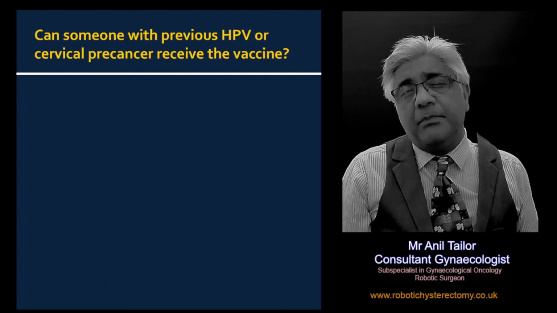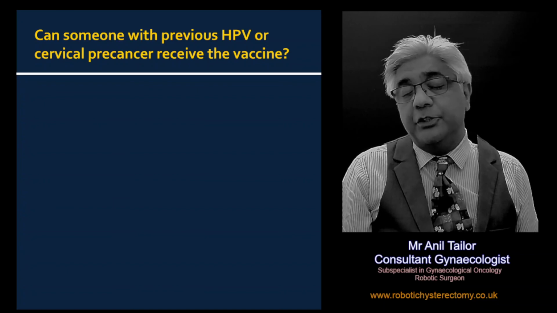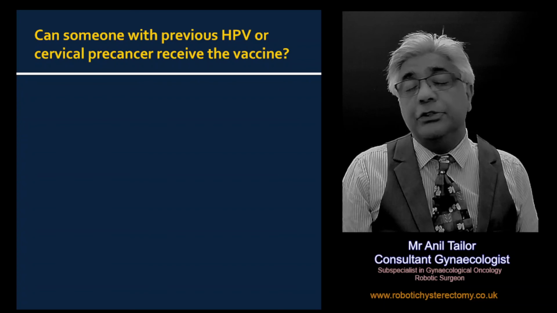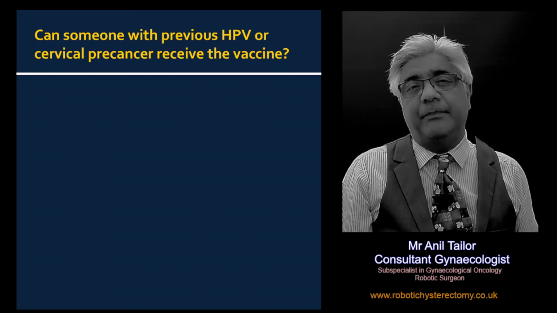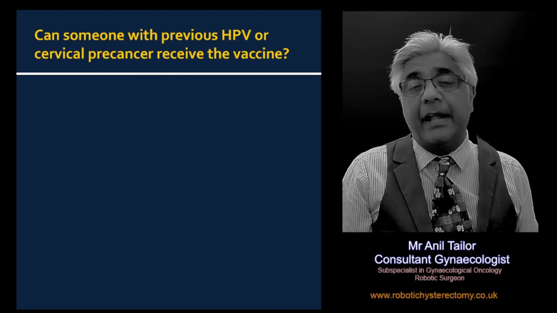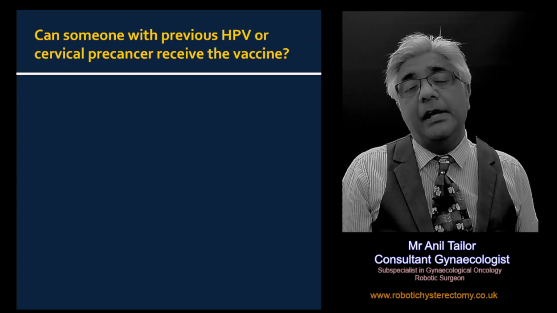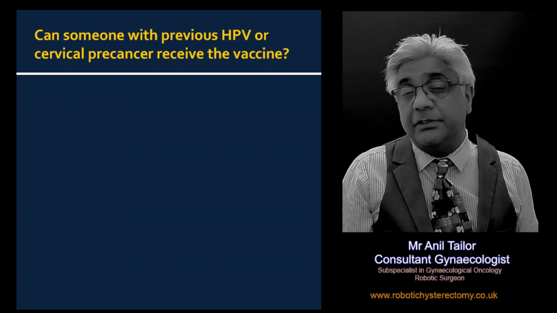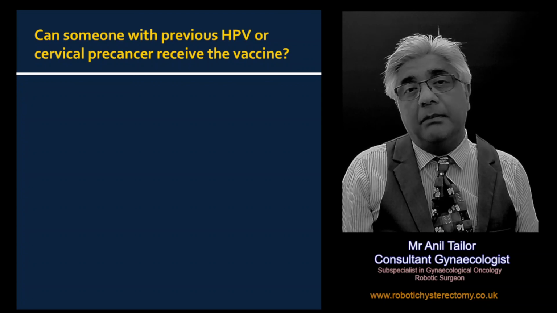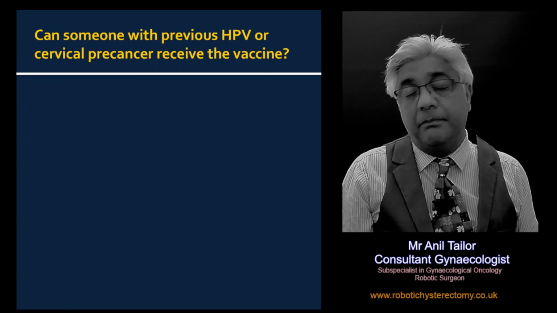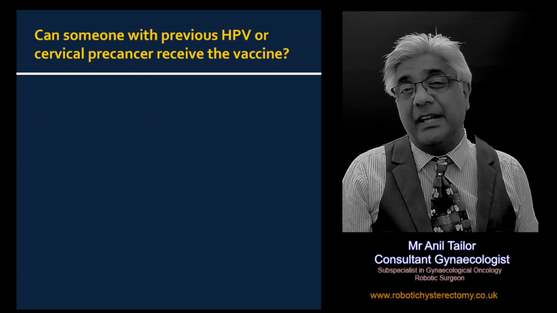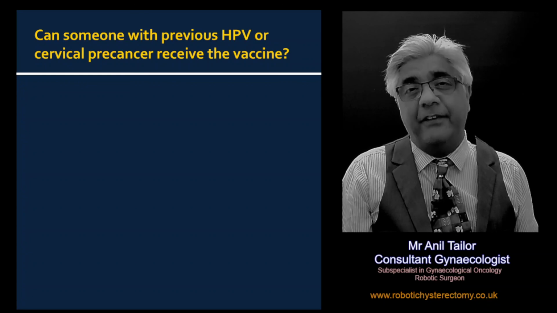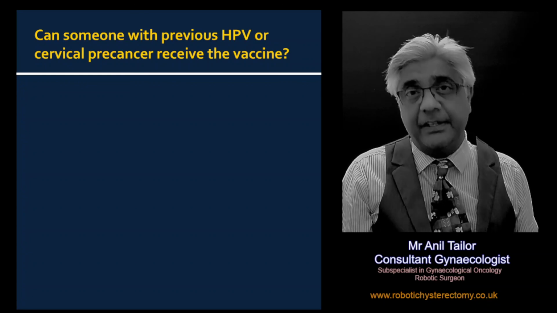Now, if somebody has previously been infected with HPV or has actually had an abnormal smear with abnormal precancer cells, can they have this HPV vaccine? And the answer to that is yes, they can have this vaccine. And that is because most women who have previously been infected or had precancer cells will not have been infected against all those HPV types that the vaccines protect against. So therefore, these women can, if they want to, have the HPV vaccine.